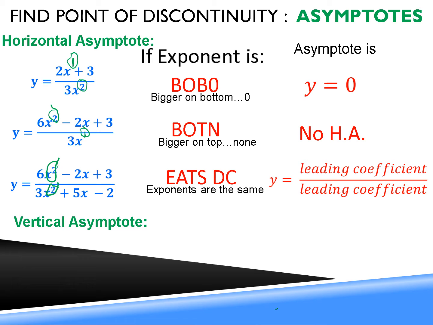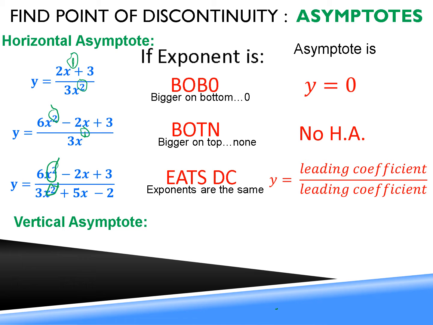So let's revisit this. I want to take a little extra time on this because this is a huge component of graphing rational functions. BOBO stands for bigger on bottom. That means the exponent on bottom is bigger than the top. So bigger on bottom, 0: y equals 0. BOTN stands for bigger on top, none. So my exponent is bigger on the top, so bigger on the top, no horizontal asymptote.